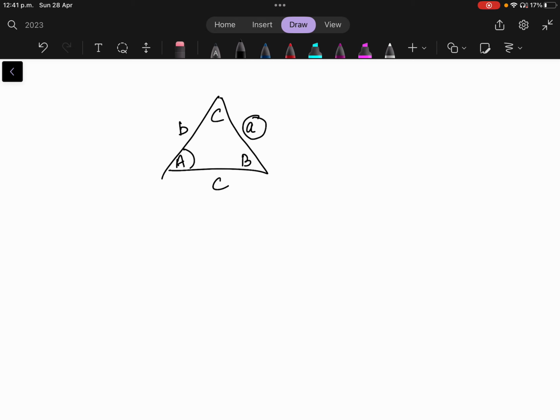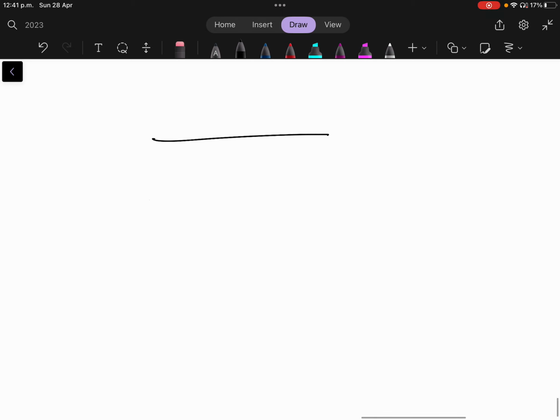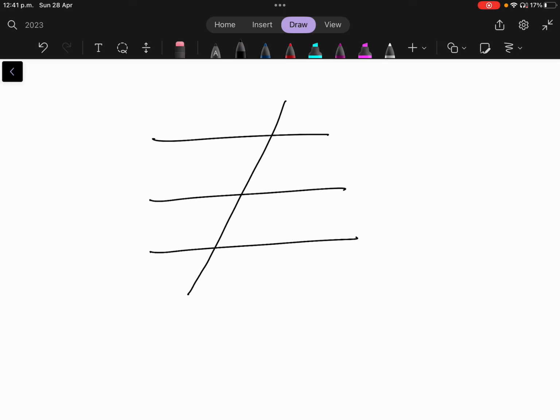Okay, so that's a small concept. Now there's a concept with three parallel lines. If you have three parallel lines which are cut by a transversal, this will cut off equal segments. If this cuts off equal segments on a transversal line, it will cut off the same segments if you draw another transversal line also.